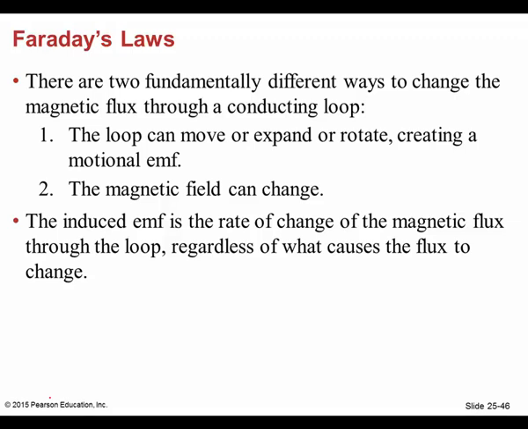Of course, another equation there. So there are two fundamentally different ways to change a magnetic flux through a conducting loop. You can either move, expand, or rotate, creating motional EMF, or you can change the magnetic field. Hopefully you've seen that as we've gone through all of this. It's basically two ways: by changing the size of the loop, turning it, rotating it, or by changing the magnetic field, okay? All right, so that's simple.